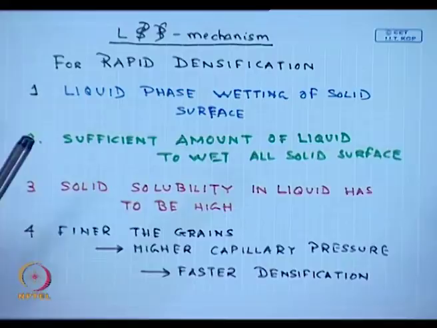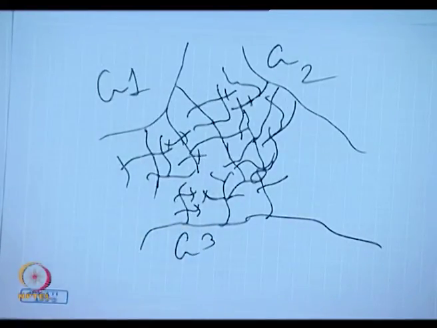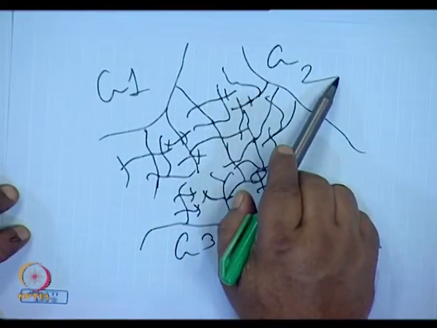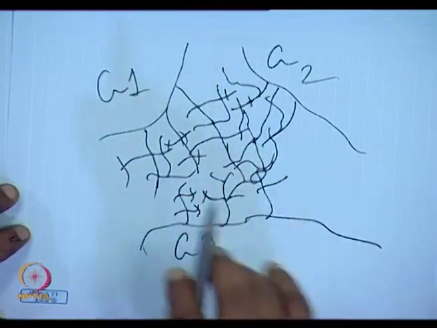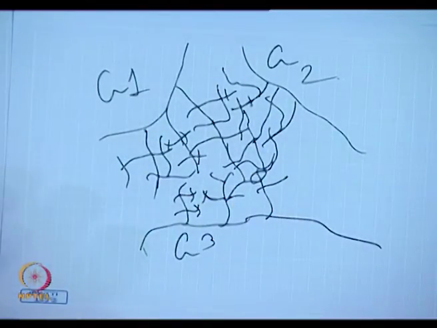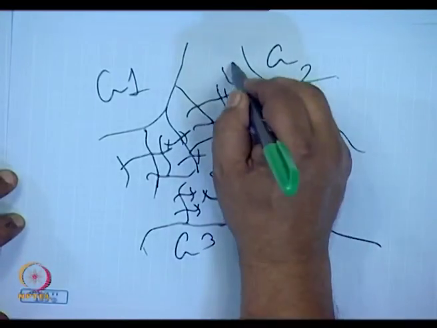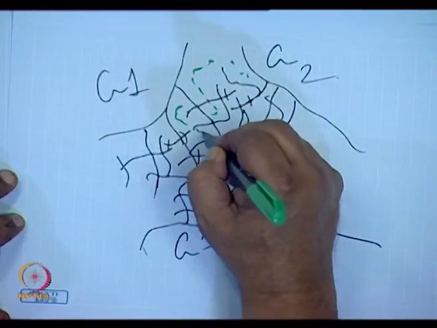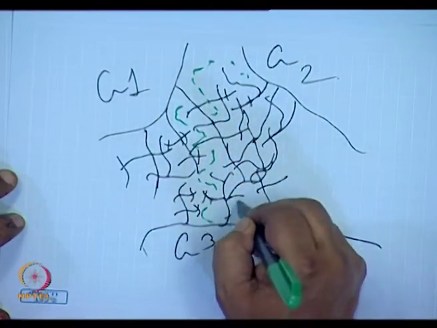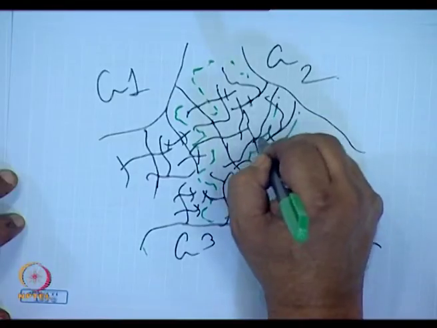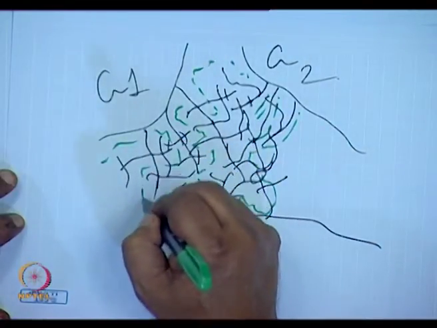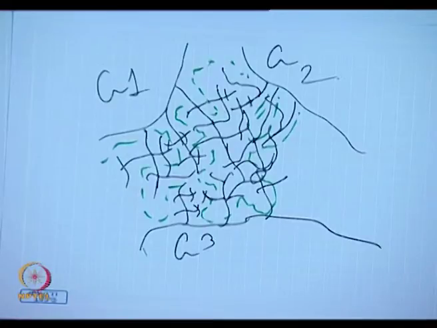Now, if I may come back to this diagram, here I have got the grains. This is the skeleton. Let us presume it has sintered and sintered well. We still have plenty of liquid phase over here. Does this liquid phase pose any problem?